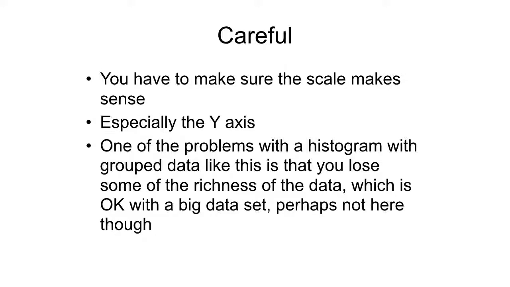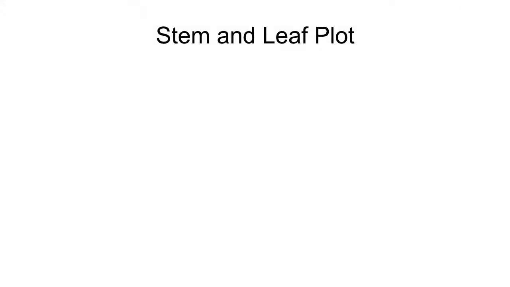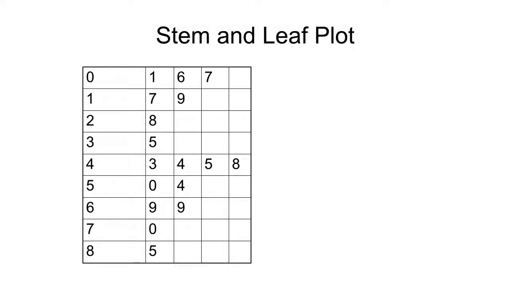When you do the grouped histogram, you've lost some of the richness in your data. That wasn't a big data set we had, but if we had a really big data set, we might not want to lose the richness in the data, but we still want to get the shape. So there's a couple of things you can do here. And the classic sort of approach here is what's called a stem and leaf plot.